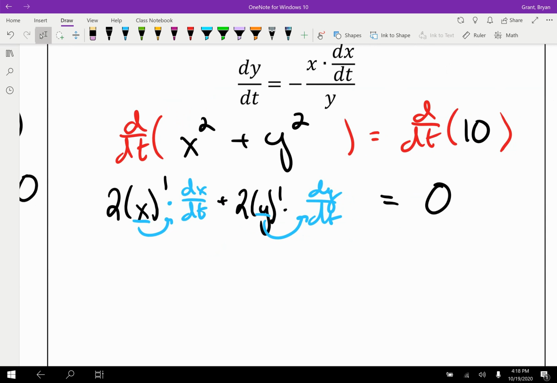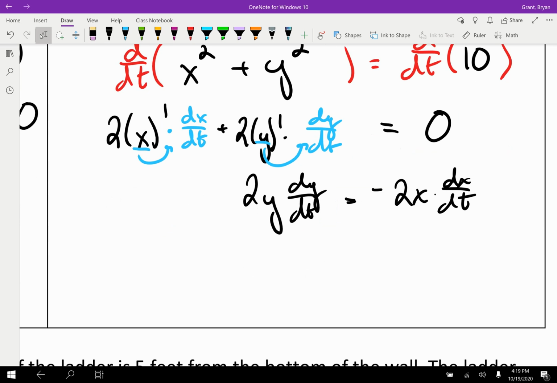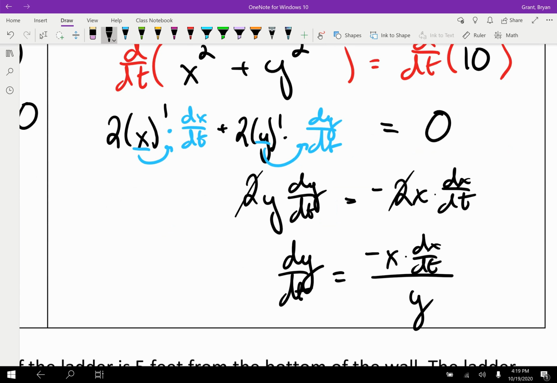All right, let's clean this up a little bit. They asked us, I think, to solve for dy dt, didn't they? So that's this guy over here. So let's subtract the other fraction over. That leaves me with 2y dy dt equals negative 2x dx dt. And then I think we could probably divide off the 2y here. In fact, we could divide both sides by 2 just to get rid of that. And then we could divide both sides by y. So that gives me negative x times dx dt divided by y.